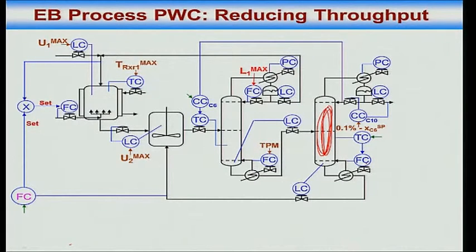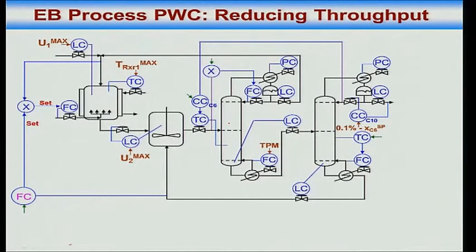Same thing here for L1 max. As I am reducing the throughput, if L1 is kept unnecessarily at max, I will get extra recirculation. Yes or no? To prevent that, what I am saying is, whenever reflux can be maintained in ratio with the feed, I will take up ratio control. Now let us go in reverse.